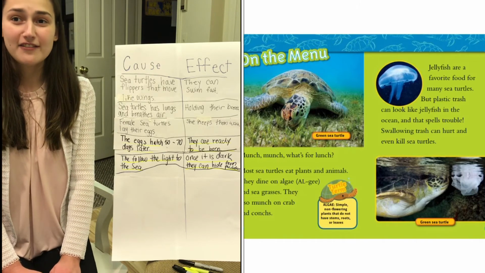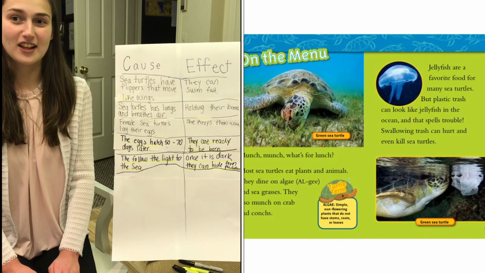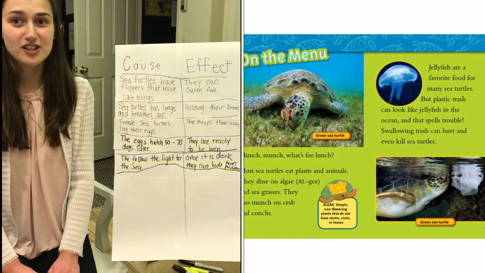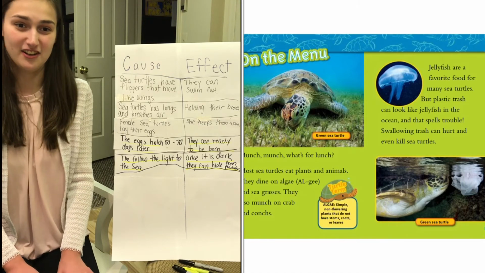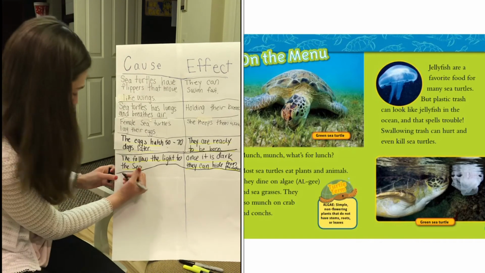Jellyfish are a favorite food for many sea turtles. But plastic trash can look like jellyfish in the ocean, and that spells trouble. Swallowing trash can hurt and even kill a sea turtle. So our next one is that there's pollution in the ocean.